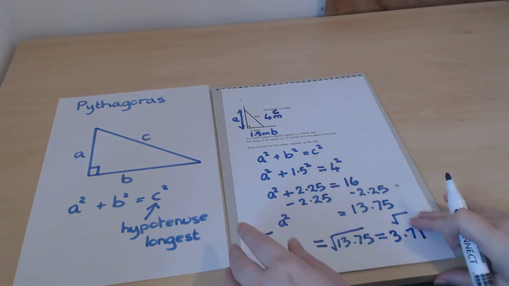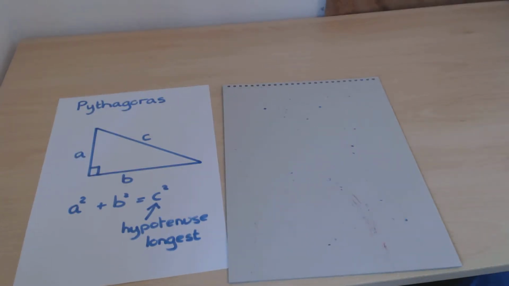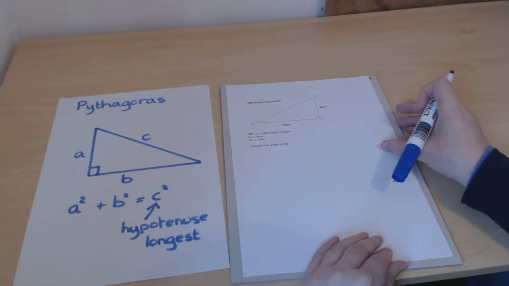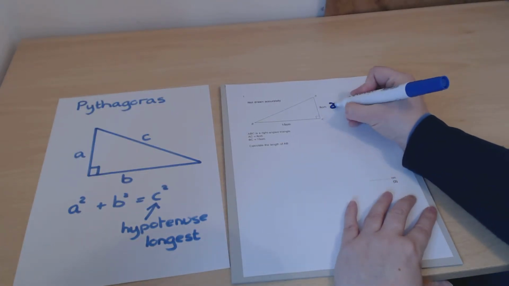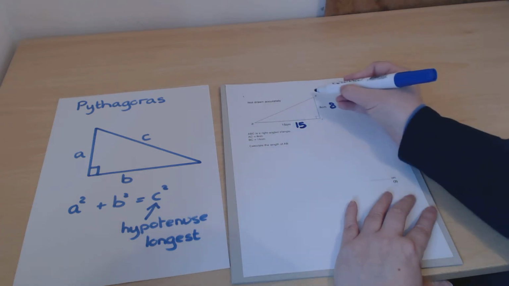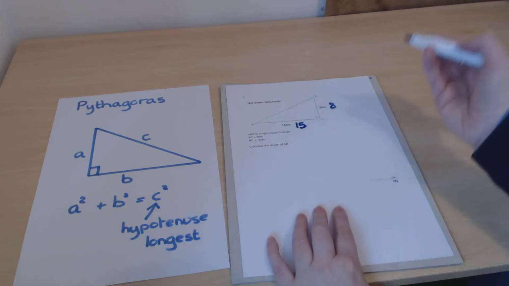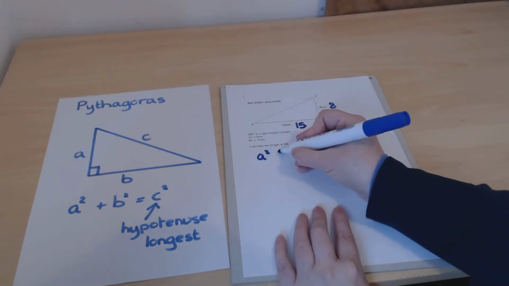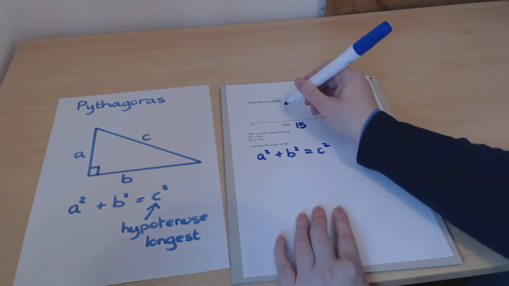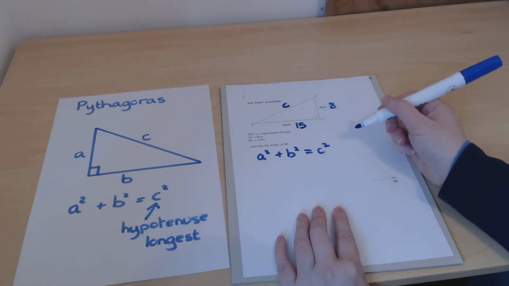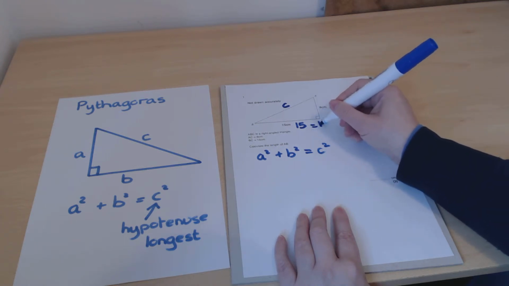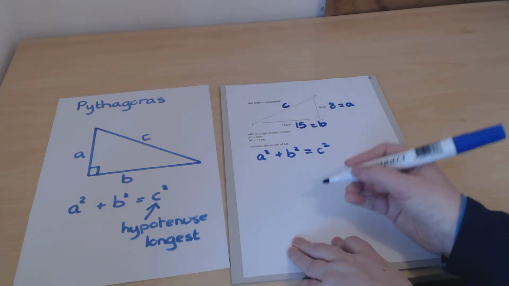Let's look at a couple more examples. So here we go. We've got another triangle, and we're told that the length of this side is 8 and the length of this side is 15, and they're asking us to work out the length of the third side. So we're going to use Pythagoras, so let's write it down again, and let's label our sides. So remember, this is the important one, which is C. You can call these A or B, it doesn't matter. Let's call that one A and that one B.